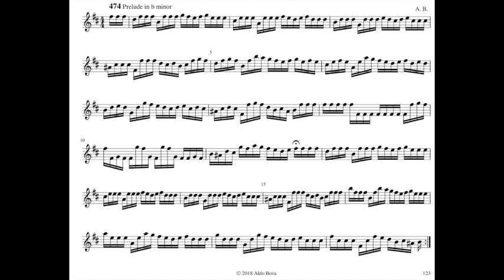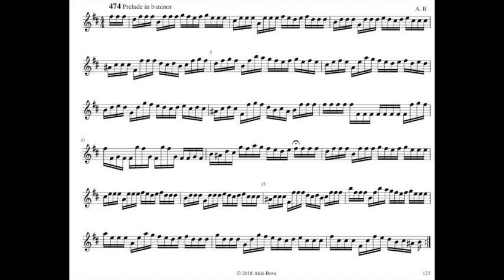Hi, today I would like to explain how it is written, this prelude in B minor, the number 474 of my method for soprano recorder. I think it could be interesting for people that are involved and interested in writing music to follow the way, the idea that I had for writing this prelude.